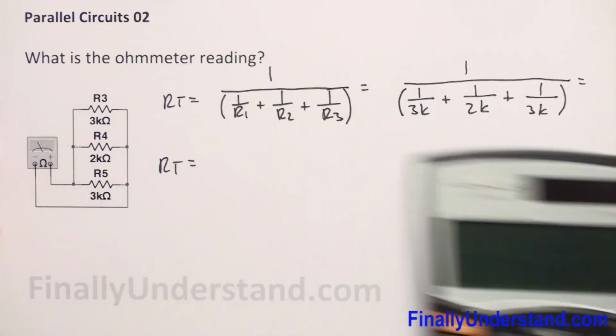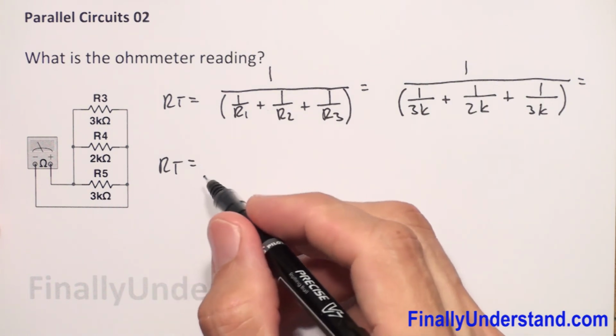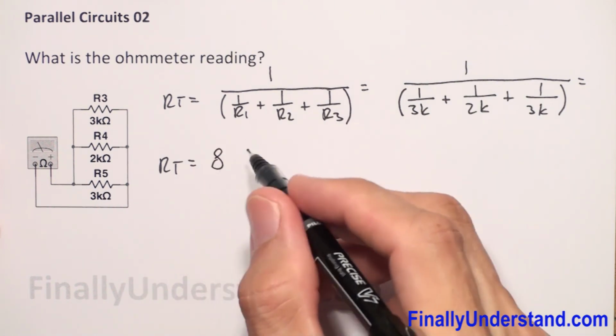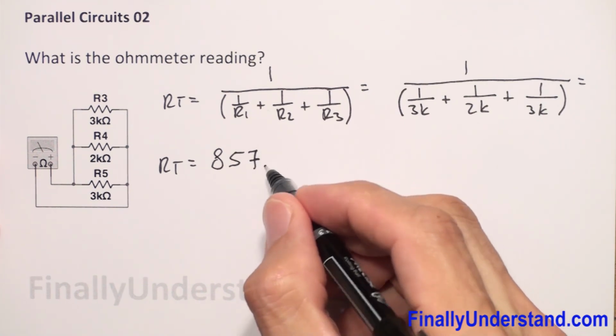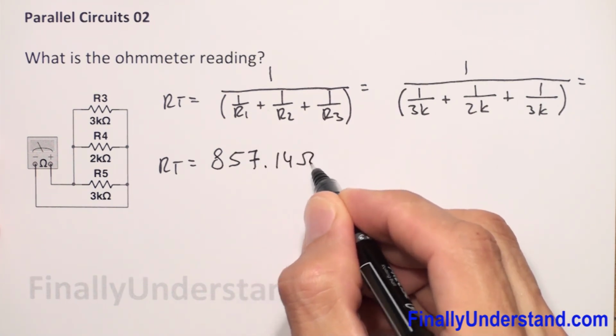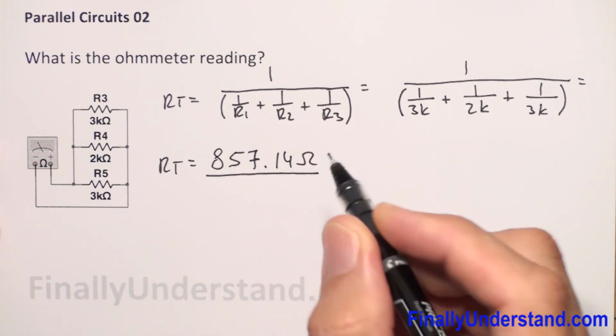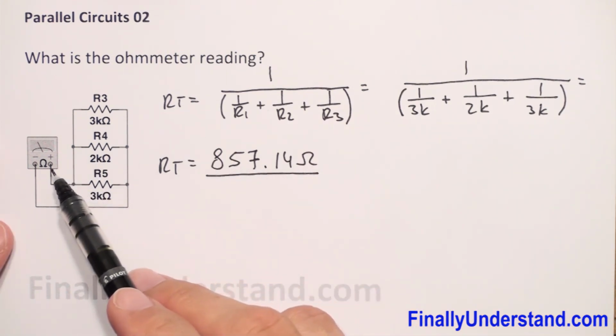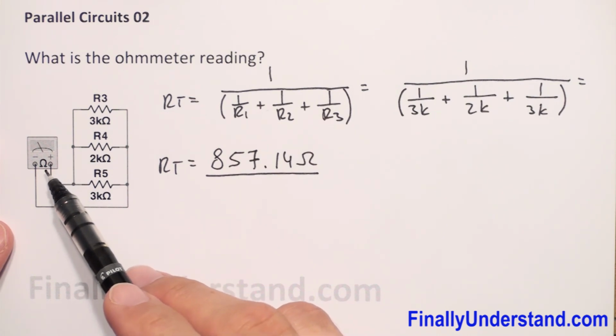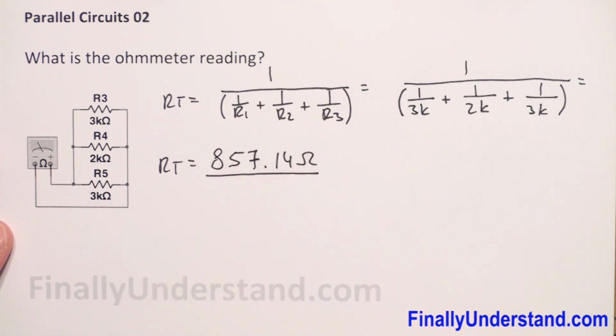857.14 ohms. So my R total is equal 857.14 ohms. Okay, and this is basically the resistance which is going to be measured by this ohm meter, and this is my solution.